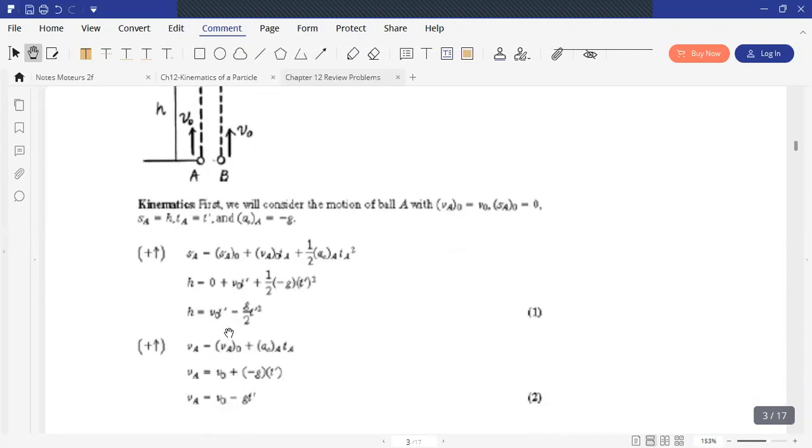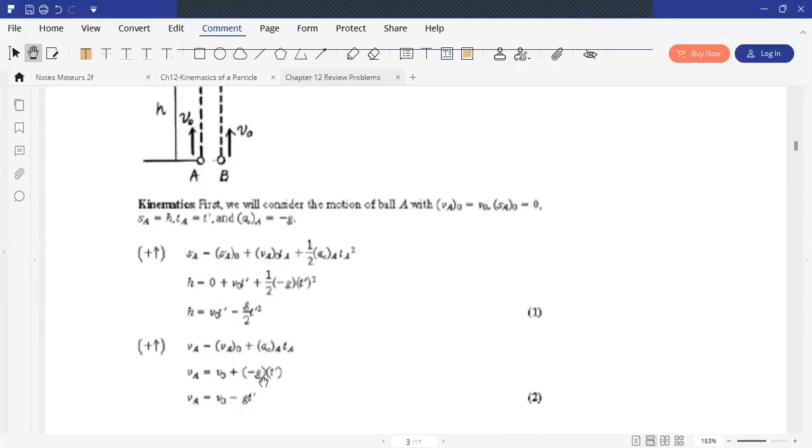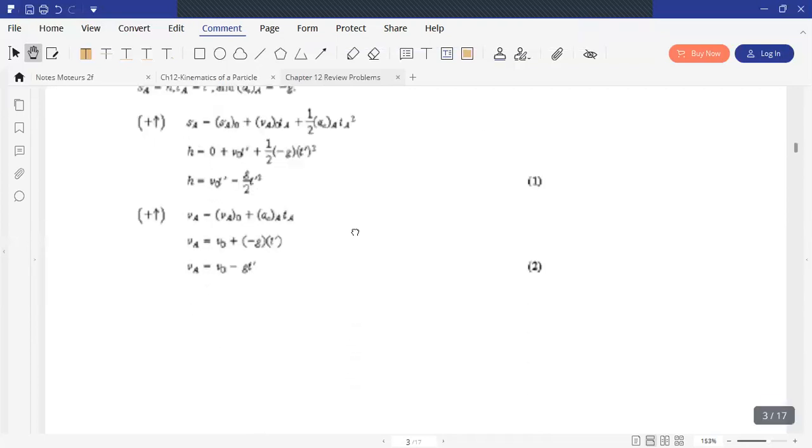Just before moving to B, if we want to write the expression of velocity, we can just apply the equation for constant acceleration. So VA is equal to VA0, which is V0, plus the constant acceleration of A times the time of A. And the constant acceleration of A is minus G. Okay? So I get that VA is V0 minus G T prime. Now we can move to B.